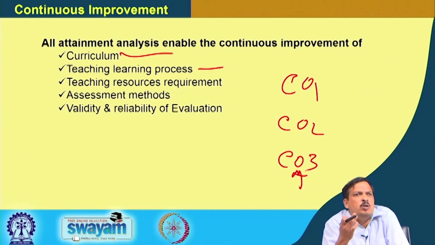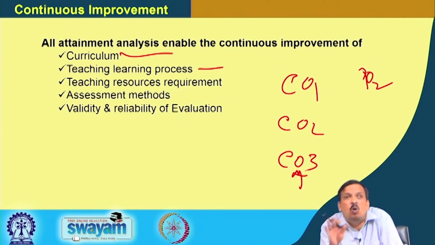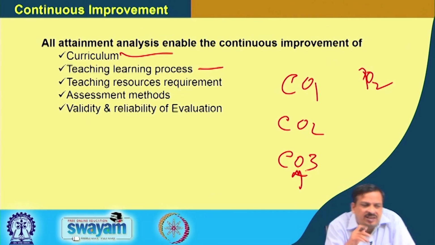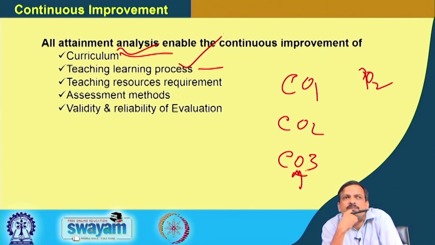Suppose you find most of the courses fail to attain PO2. So, attainment of PO2 is very low. What does it mean? The analyzing ability of the students, that skill, is very low. Once you identify which courses are responsible for less analyzing ability, the curriculum and teaching learning process of those courses can be changed.